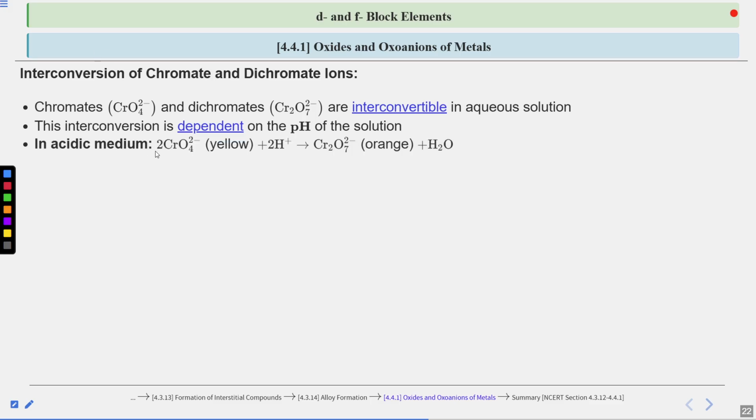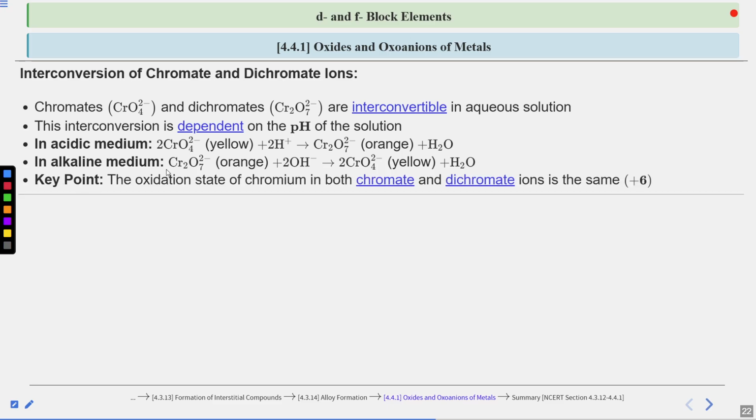If pH is less than 7, in the acidic medium, the chromate, that is 2CrO4 2-, which is a yellow color solution, reacts with two protons and forms an orange dichromate solution, Cr2O7 2-, and releases a water molecule. Meanwhile, in the alkaline medium where the pH is more than 7, the orange color solution of dichromate Cr2O7 2- reacts with two hydroxyl ions and forms a yellow color solution of chromate ions plus water molecules.